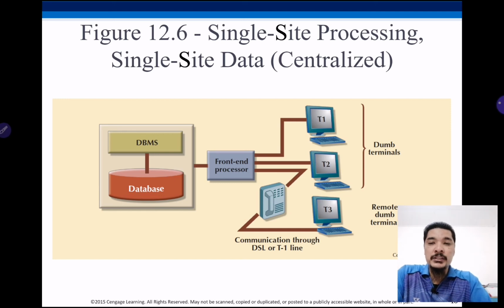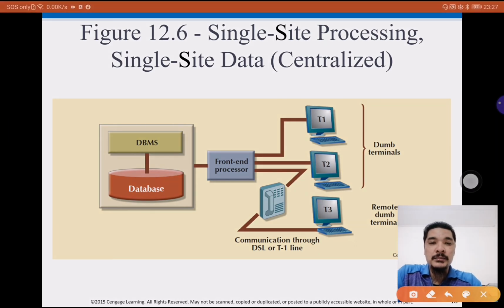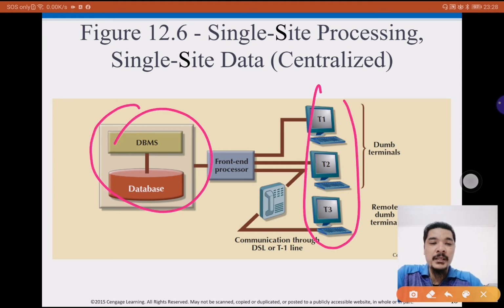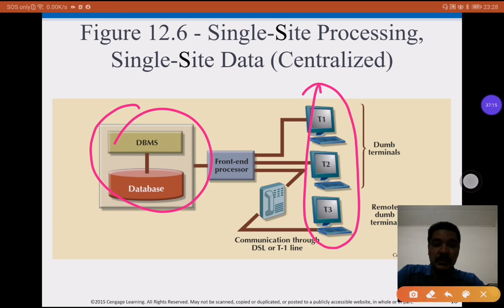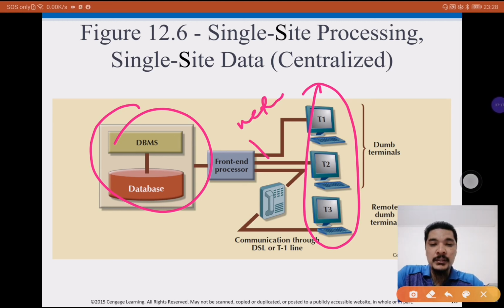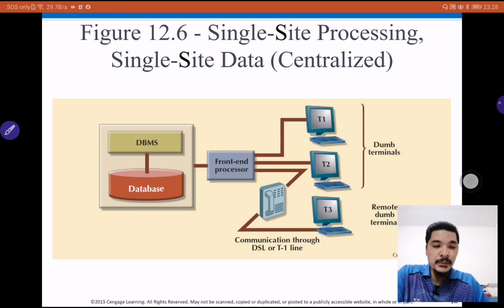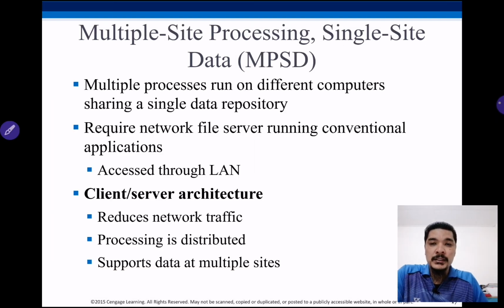So maksud dia kita put single site processing, single site data. Dekat sini semua single ni. Yang ini kita boleh access through the dumb terminal. Of course kena ada network. Cerita dia sama je, pusing-pusing. Alright, the next one. Multiple sites processing, single sites data, MPSD. Multiple, yang tadi tu single sites.